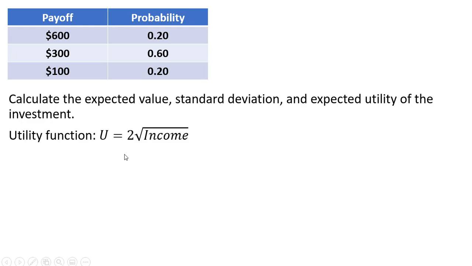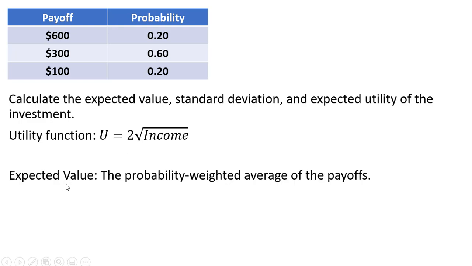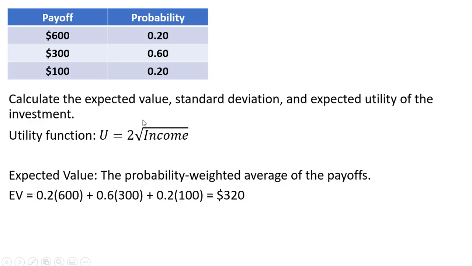The consumer or person's utility function is given by the following. Let's start with the expected value, which is just the probability weighted average of the payoffs. So 0.2 times 600 plus 0.6 times 300 plus 0.2 times 100, we get $320. That is the expected payoff or expected value of this investment.